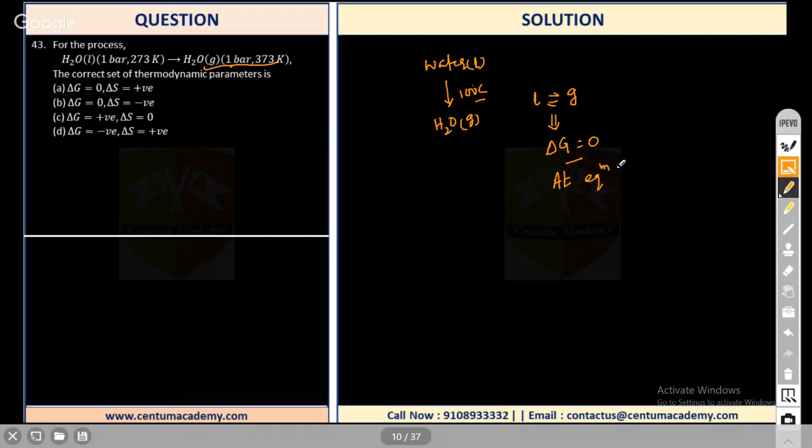And since in case of water, we know the vapor and liquid both exist at 100 degrees Celsius, it means we have an equilibrium over here. And that's why delta G is zero. I hope it is clear now.